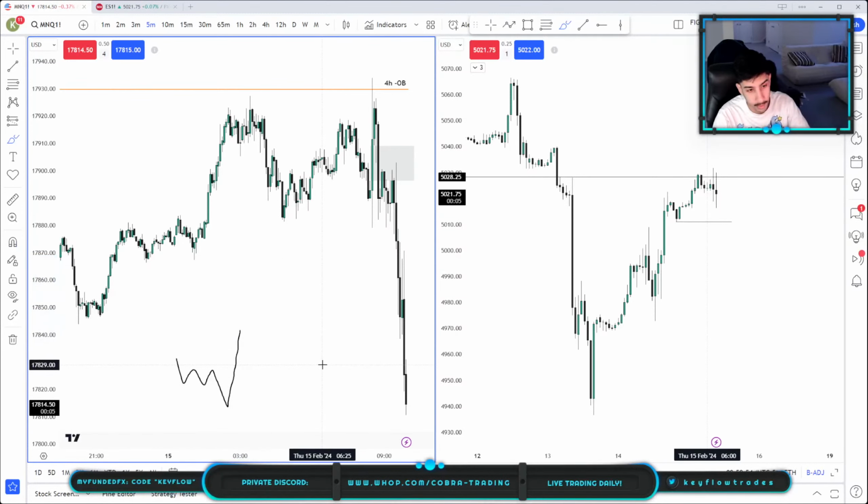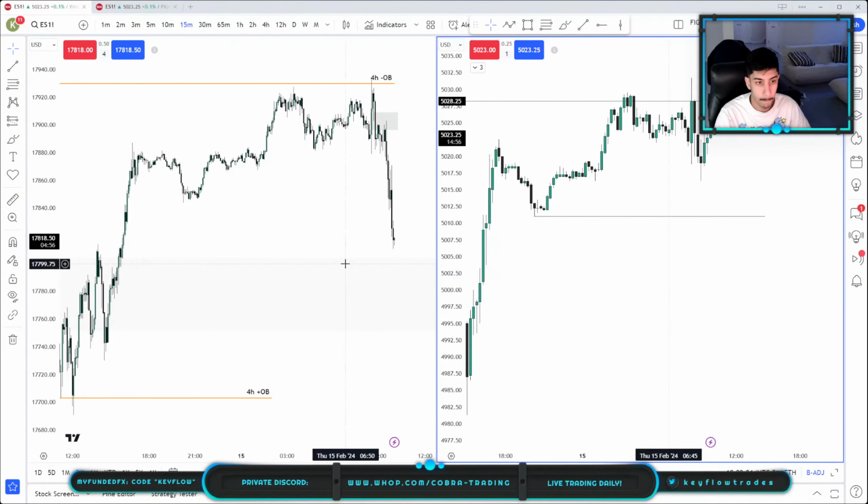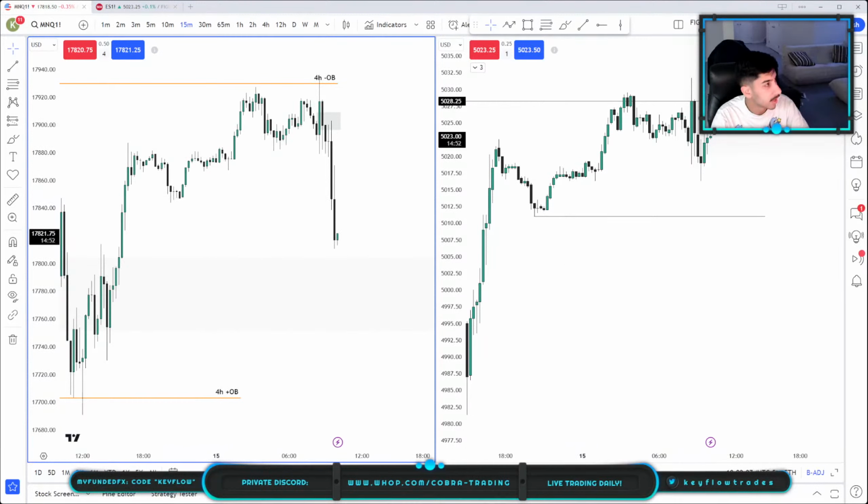We have SMT, so we're chilling in that sense. But the thing with SMT here is that ES is the stronger one, so it's just a little iffy.